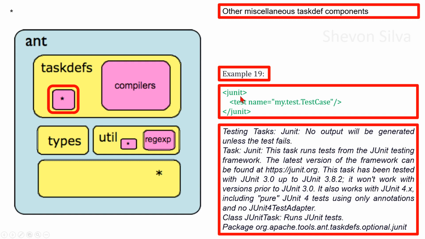With regarding API, class JUnit task runs JUnit test. This is in the package org.apache.tools.ant.taskdefs.optional.junit. Here they run the test defined in my.test.TestCase in the same VM. No output will be generated unless the test fails.